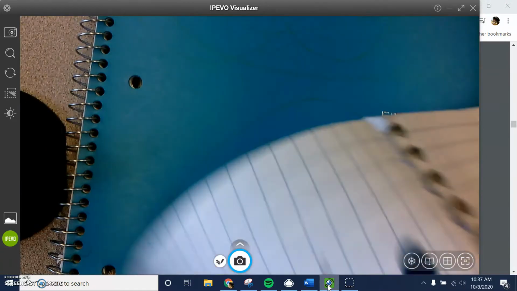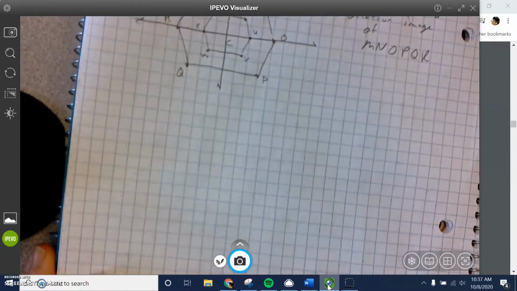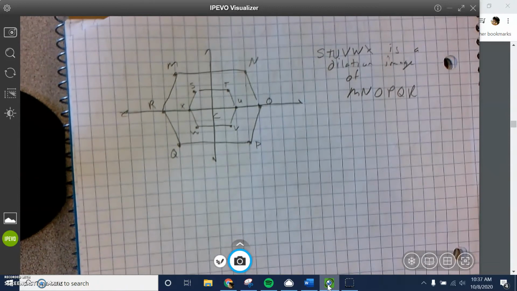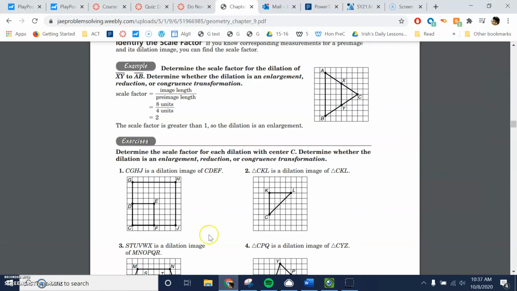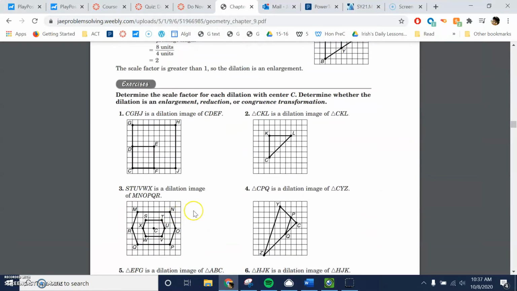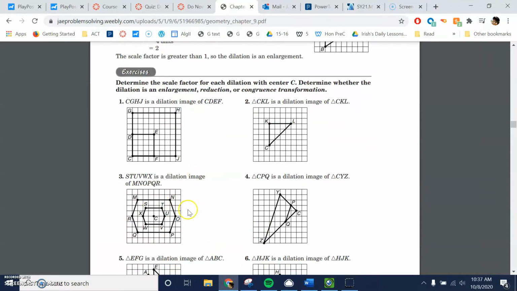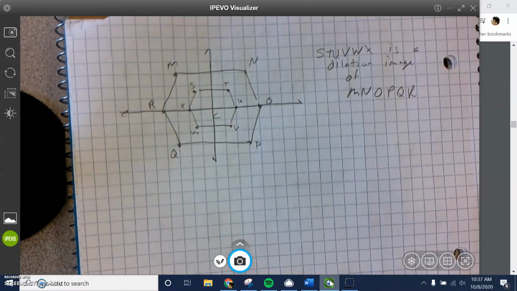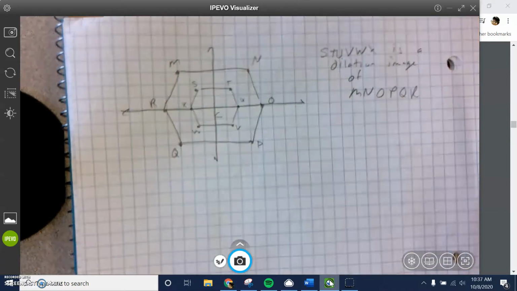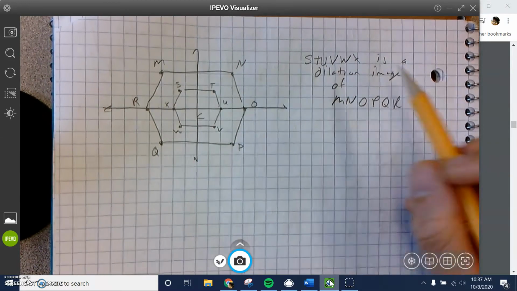Example 3. This one's fun. Look at this. Check it out. So I'm doing number 3 right here. Copy it down. The only thing I'm doing is putting C as the origin, because that's how we know how to dilate about that point. So the only thing I did was put C as the origin. Okay.